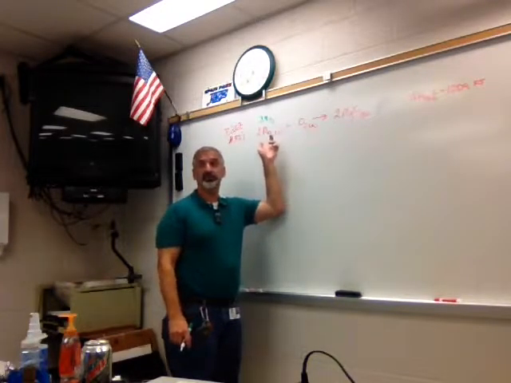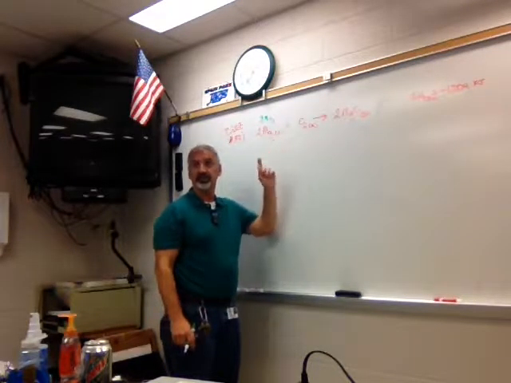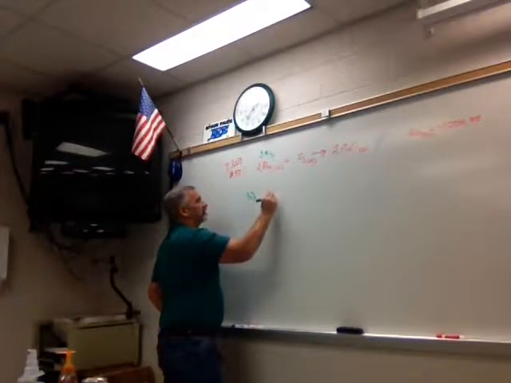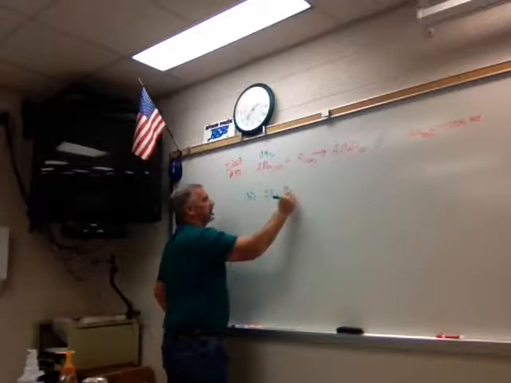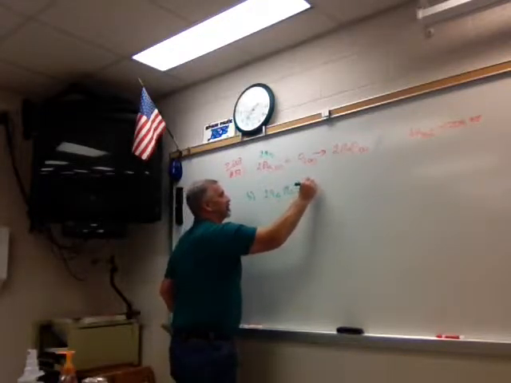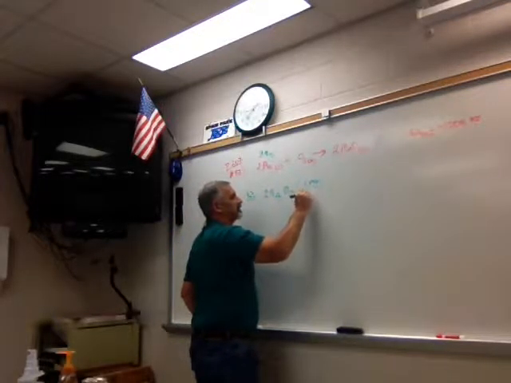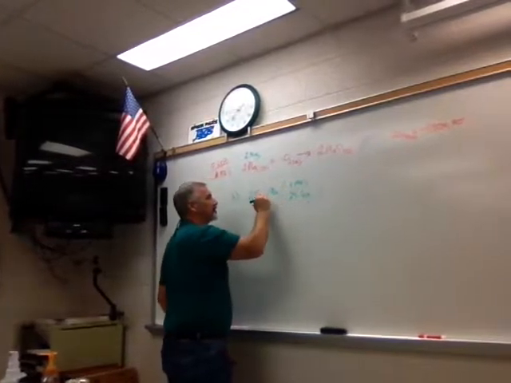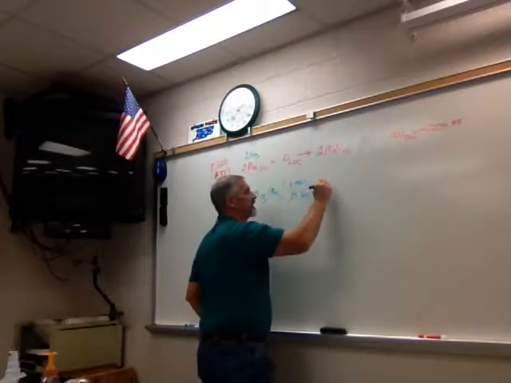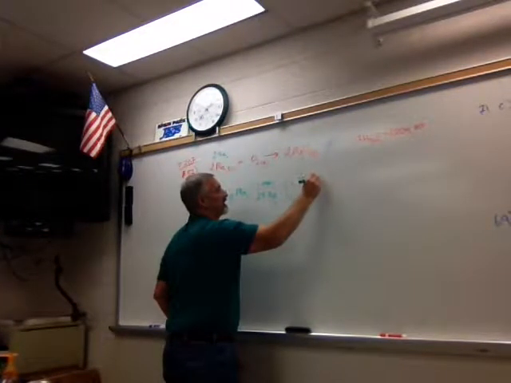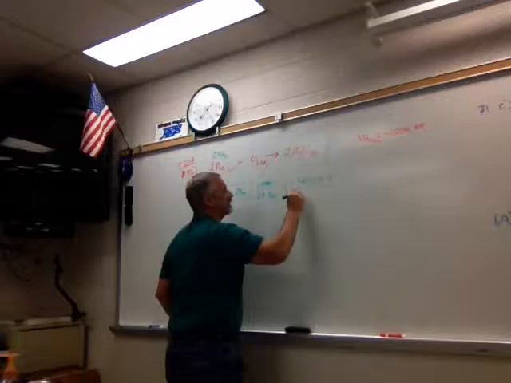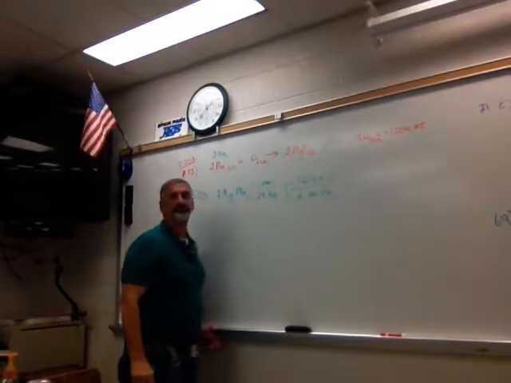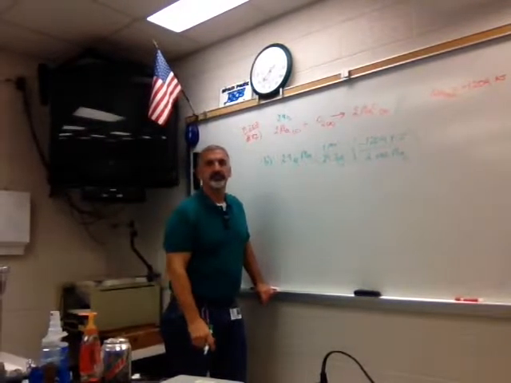So what do you think I need to do to the 2.4 grams? Convert to moles. So 2.4 grams of Mg times 1 mole over 24.3 grams. Now I have moles, so now I can use my conversion factor of negative 1204 kilojoules for every 2 moles of magnesium.